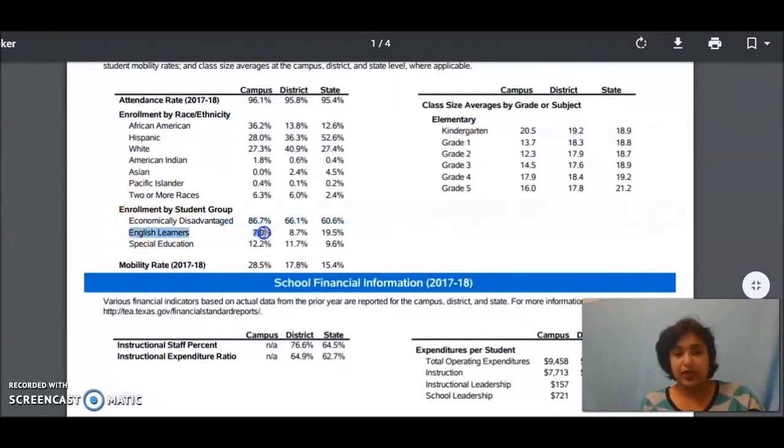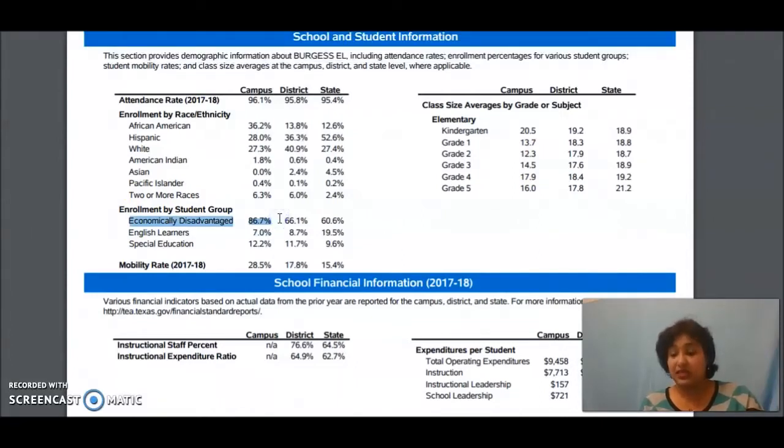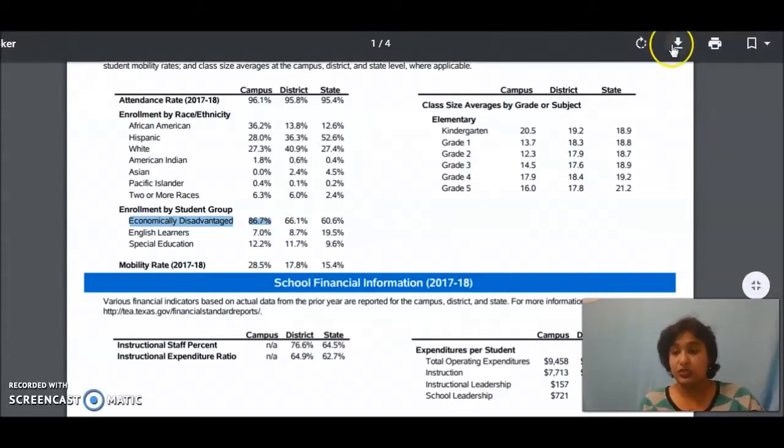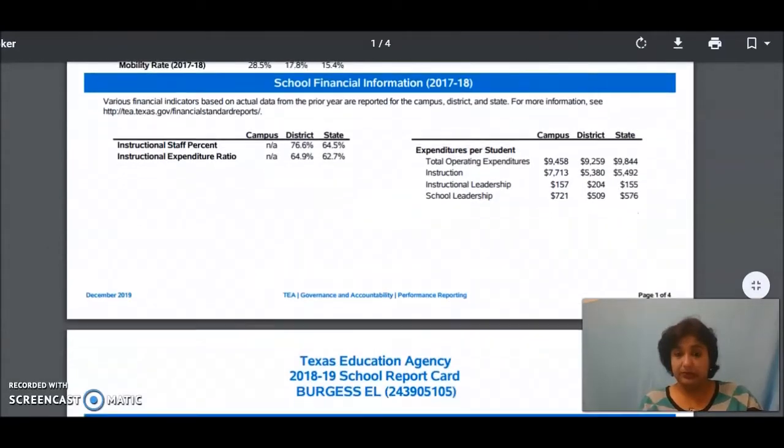So if you look at it, there is about 7% English language learners, which compared to the whole group is small. So you may not have that many ELL students in your classroom, but 86% or 87% of them are economically disadvantaged, which means that they are on free and reduced lunch. They need supplemental resources to be at level with the students that are not socioeconomically weak.